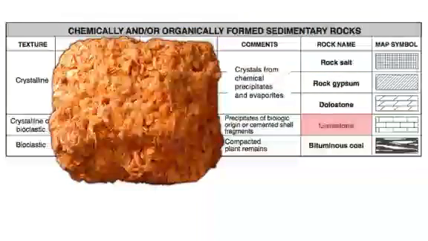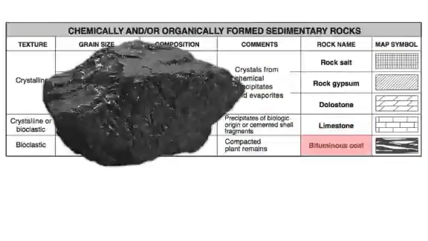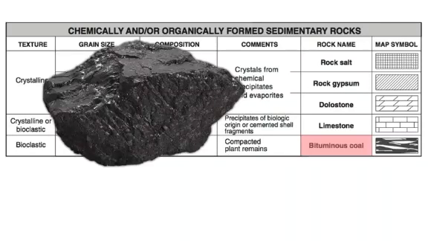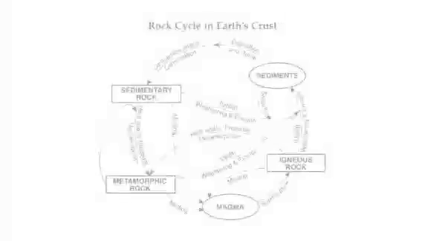For example, this sample is something called limestone. We refer to limestone as being bioclastic. Now remember, our clastic rocks were sediments stuck together. So our bioclastic rocks will be life, living things stuck together. In this case, we have shells stuck together. This is called a coquina. It's a type of limestone. Another example of a bioclastic rock would be bituminous coal, which is made from compacted remains of plants. And so those are our sedimentary rocks.